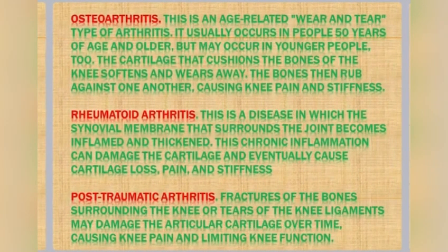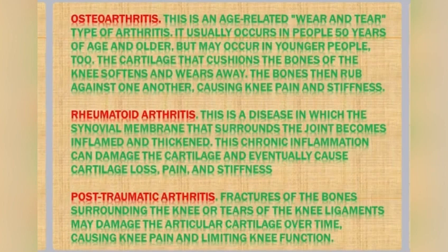Osteoarthritis, this is an age-related wear and tear type of arthritis. It usually occurs in people 50 years of age and older but may occur in younger people too. The cartilage that cushions the bones of the knee softens and wears away. The bones then rub against one another, causing knee pain and stiffness.